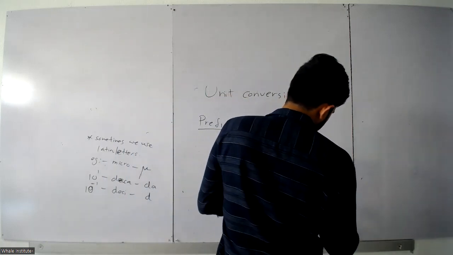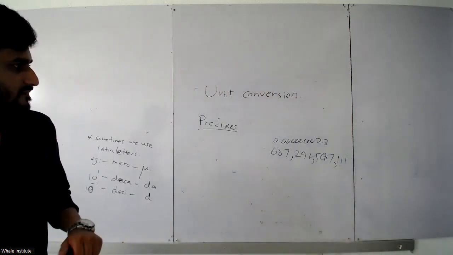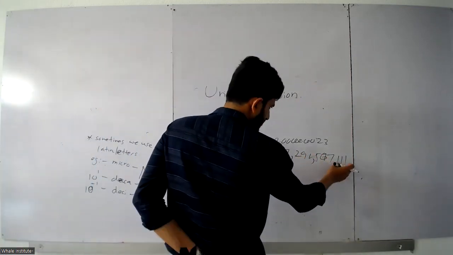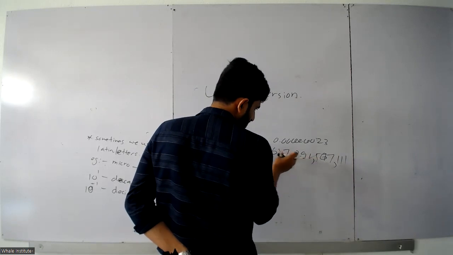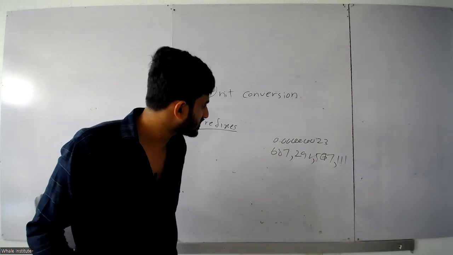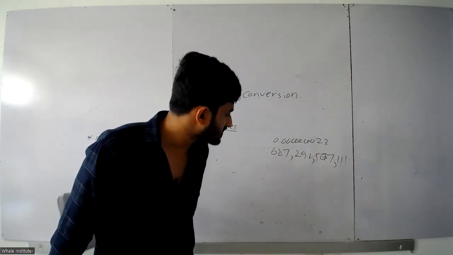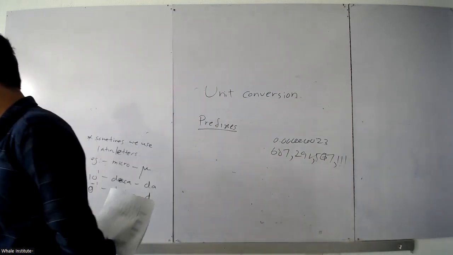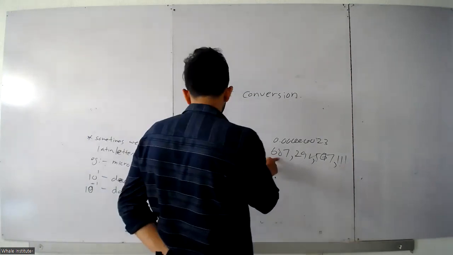Here I can put commas, and here it's hundreds, thousands, millions and billions. Here it's 687 billion 791 million 567,111. That's the number I have written down. So you can use billions here, right?